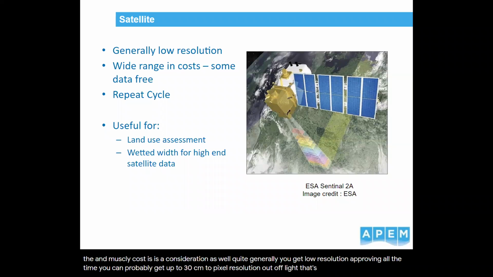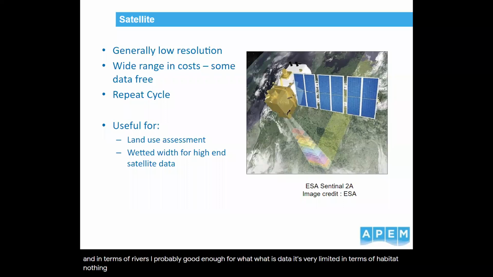The cheaper data tends to be around 1-2 meters, and the free data is around 10-meter resolution in terms of color imaging resolution that you can get. So it's used a lot for land use assessment, and in terms of rivers, it's probably good enough for wetted widths at that very higher end when you can get the 30 centimeter data, but it's very limited in terms of habitat mapping within the channel.